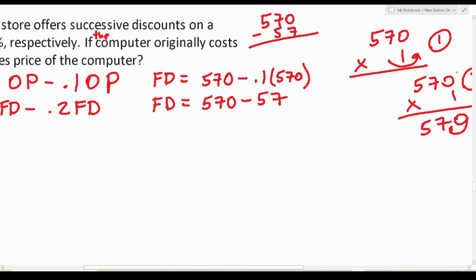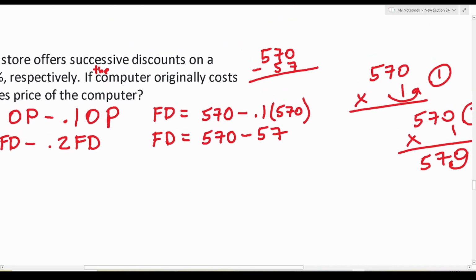0 minus 7 we can't do, so we're going to have to borrow. This is going to become 6. This is going to become 10. 10 minus 7 is 3. 6 minus 5 is 1. 5 minus nothing is 5. So this first discount is going to be $513.